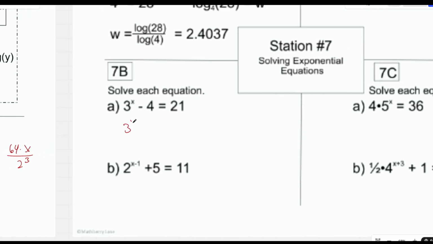This one, 3x, 25. And the base of the exponential becomes the base of the log on the other side. This you punch in your calculator. How many 2's does it take to make 16? It's 4.